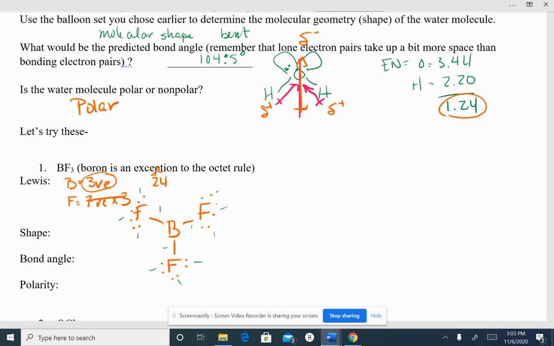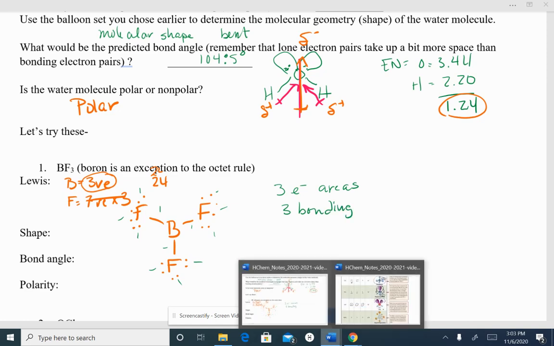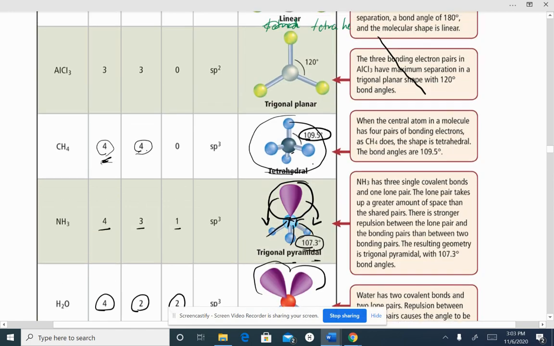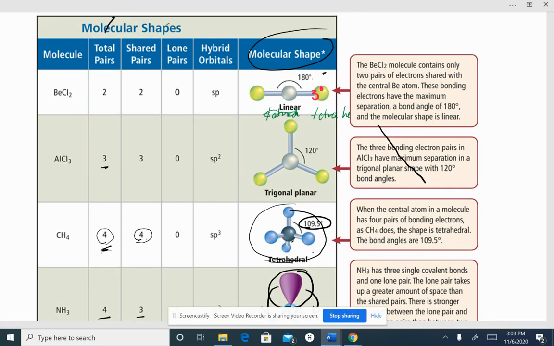So yes, I have. The next thing we've got to do is look at how many areas of electron density I have around that center atom. I've got 3 electron areas, and 3 are bonding. So let's look at that on our chart. I've got 3 areas, and they're all bonding, they're all shared. So I will have a trigonal planar geometry with a bond angle of 120.